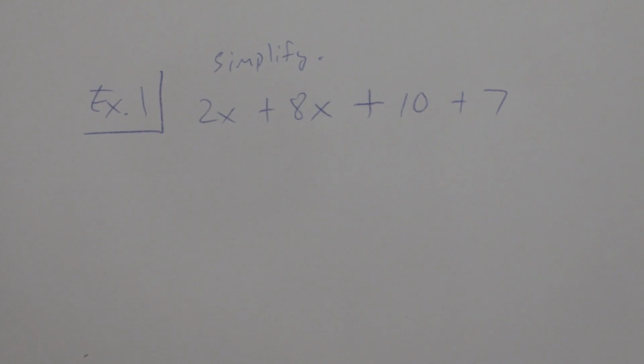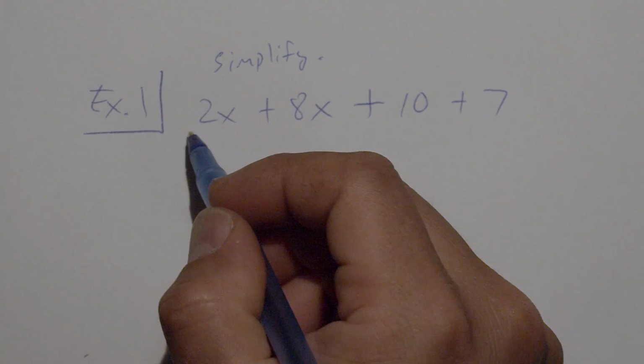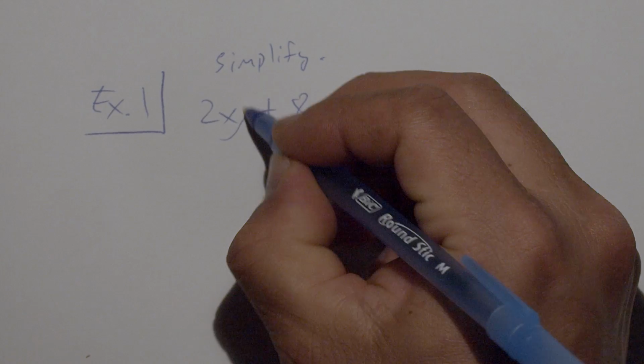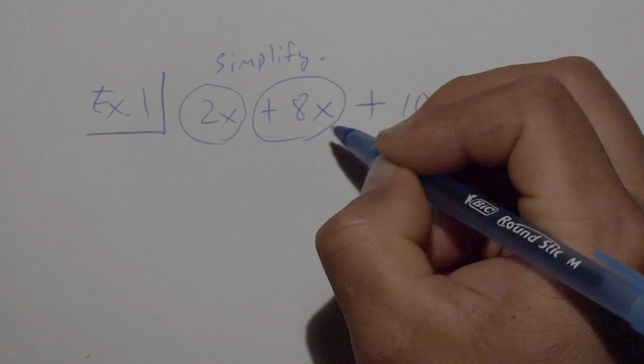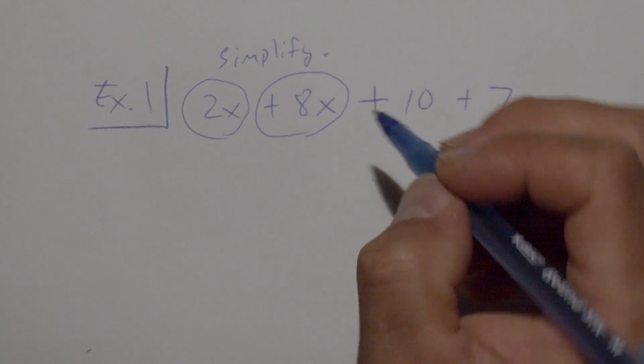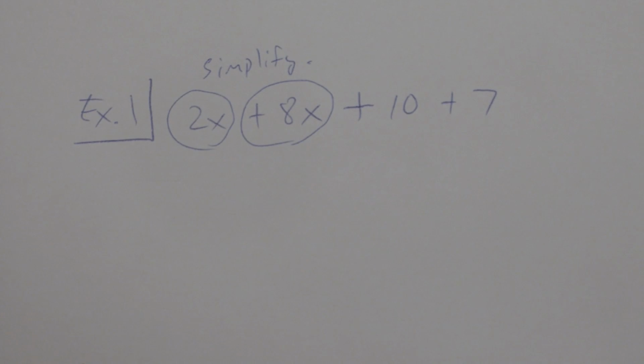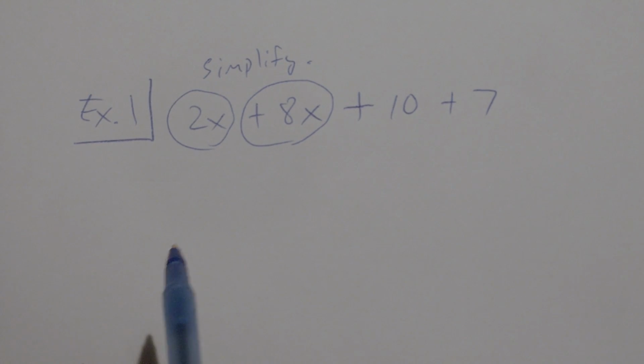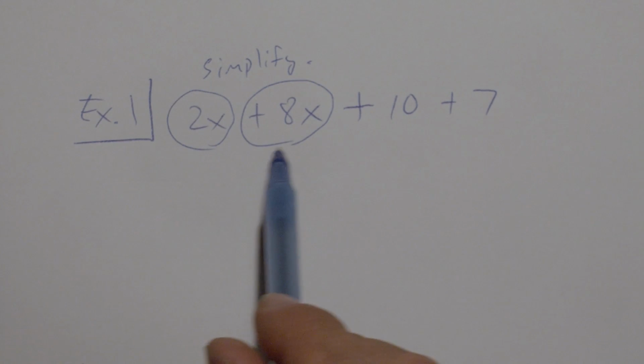And, well, check it out. See, I have 2x plus 8x. These are your like terms, right? These both have an x next to the number. So in other words, let's just say x was the amount of miles you travel, right?